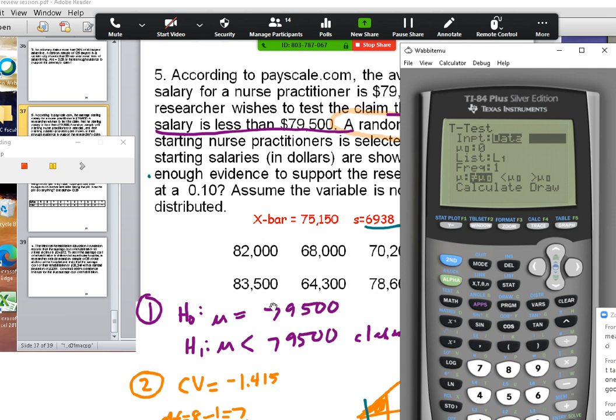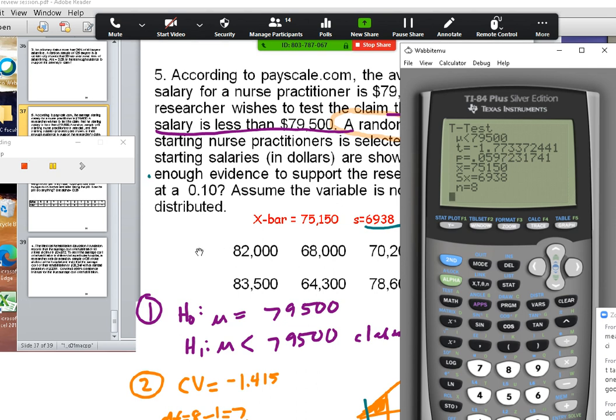My mu naught here is 79,500. My x bar is 75,150. My s is 6938. My n is 8, I believe. And my claim was less than. So I'm going to arrow over to the less than one, and hit enter, so now it's all dark on that one instead. Calculate. And you'll see my p-value is 0.059. My alpha is 10%.